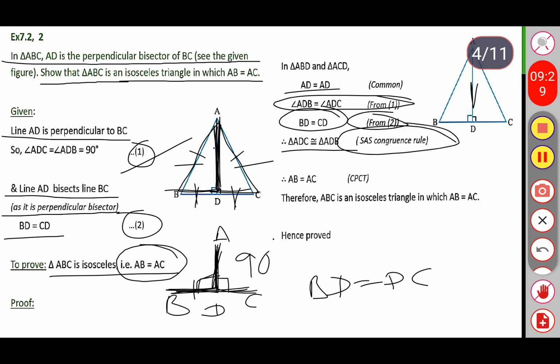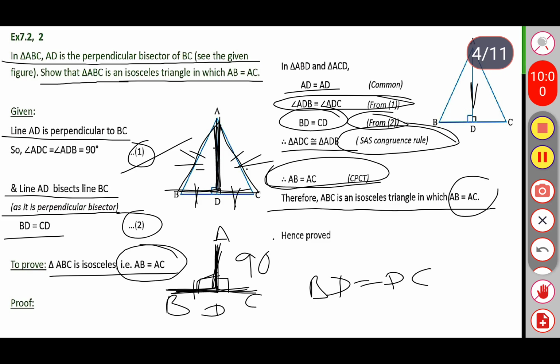Once two triangles are congruent, their remaining sides and angles are equal. Therefore AB is equal to AC by using CPCT. In any triangle, if two sides are equal, then that triangle is considered an isosceles triangle. Therefore triangle ABC is an isosceles triangle with AB and AC as the two equal sides. So this is the proof of the second question.